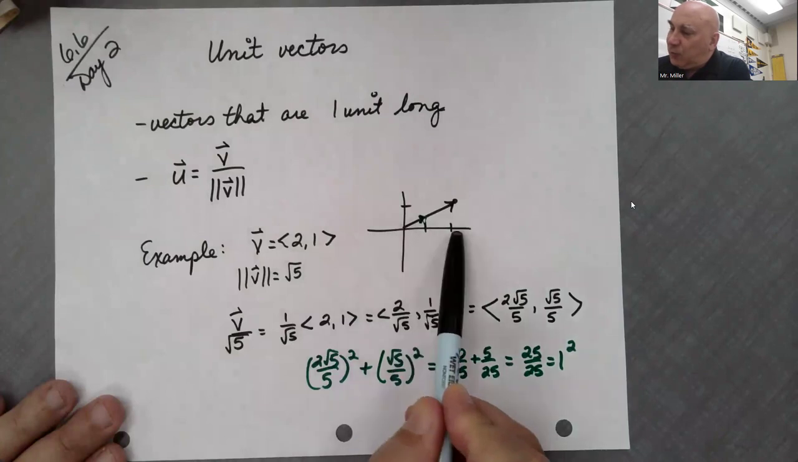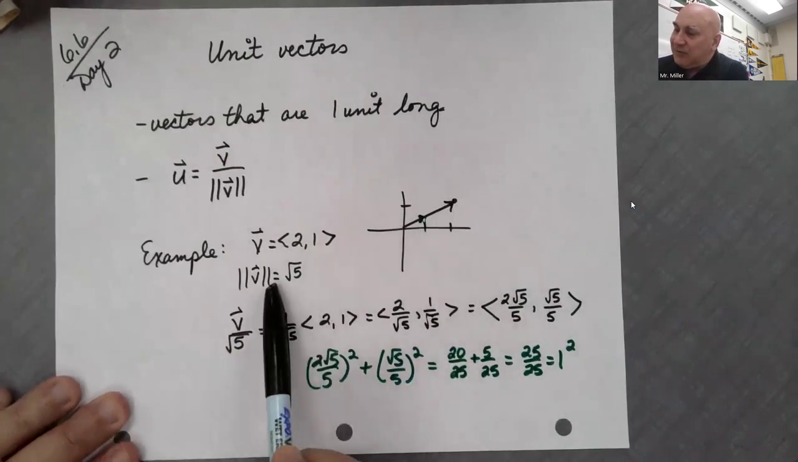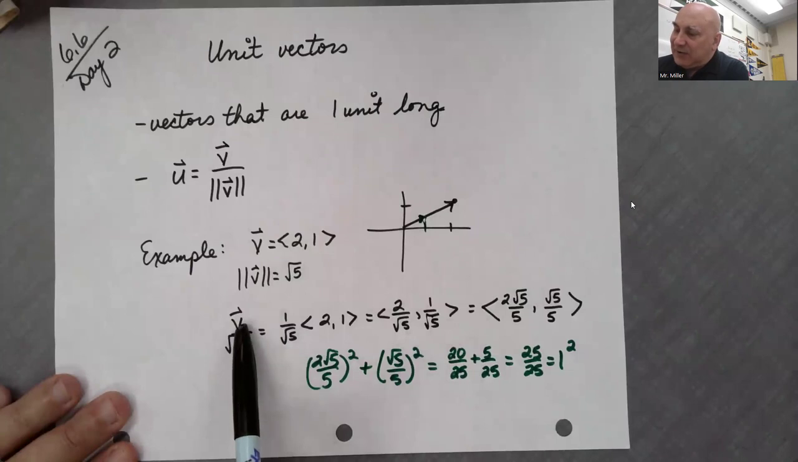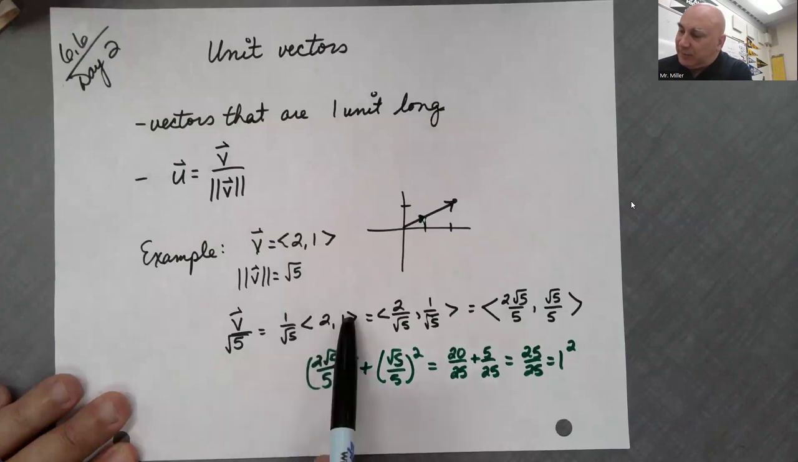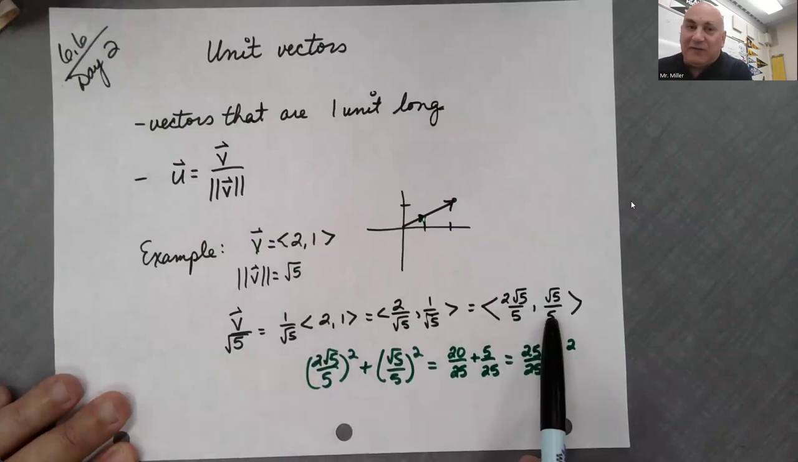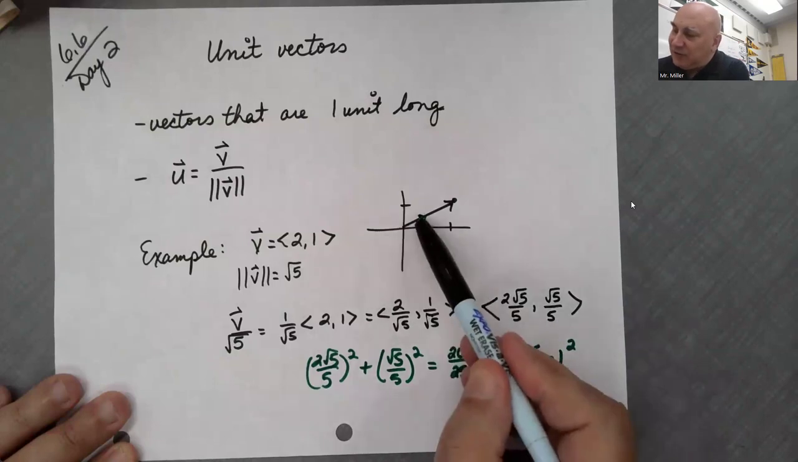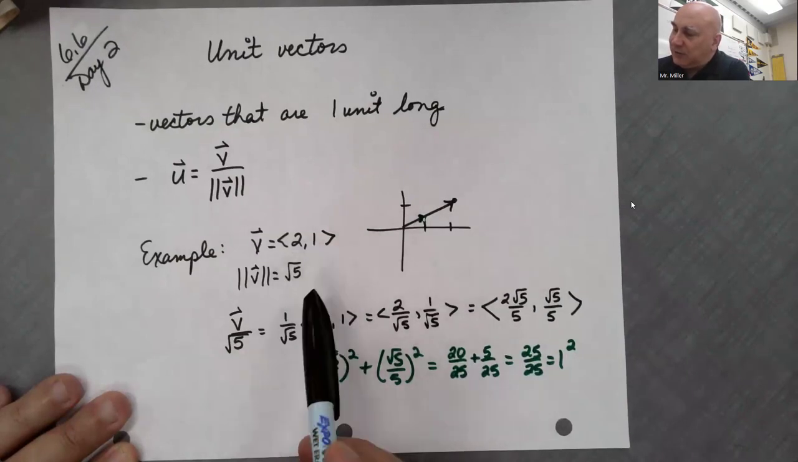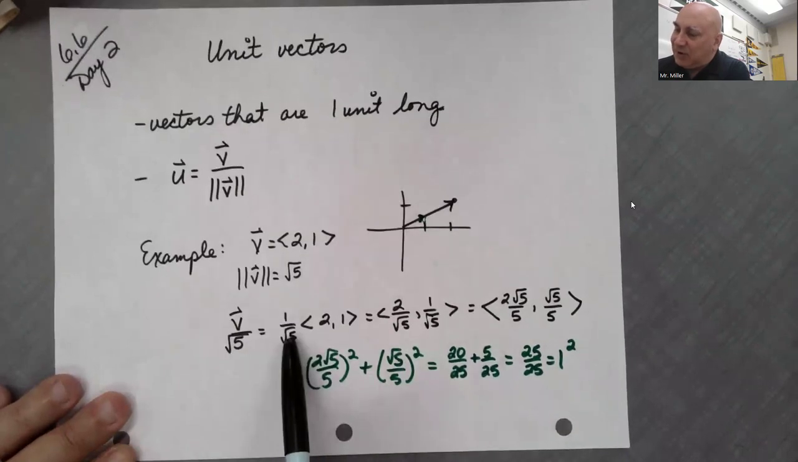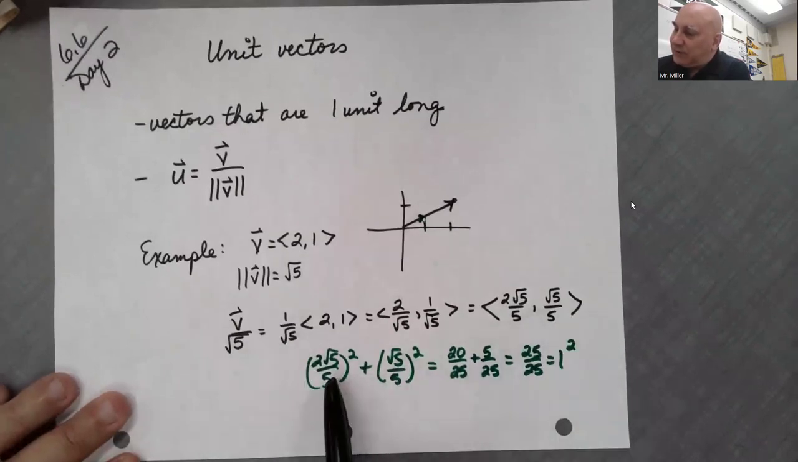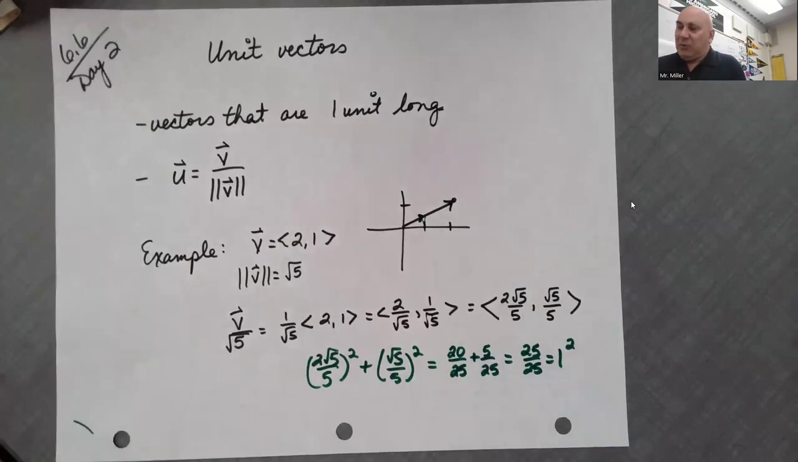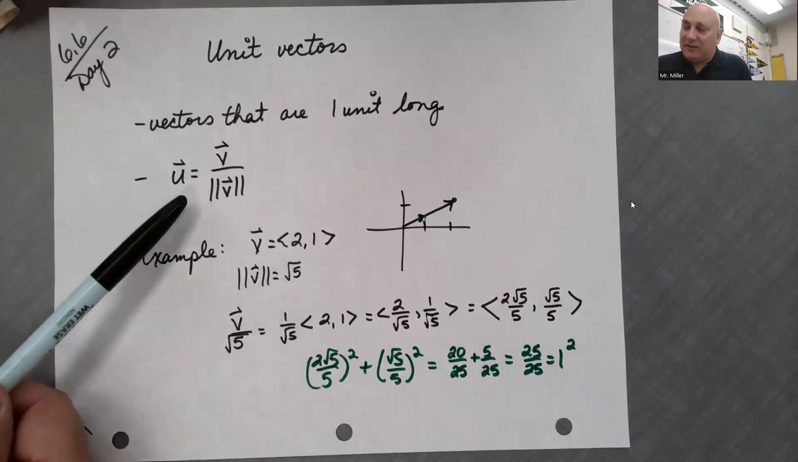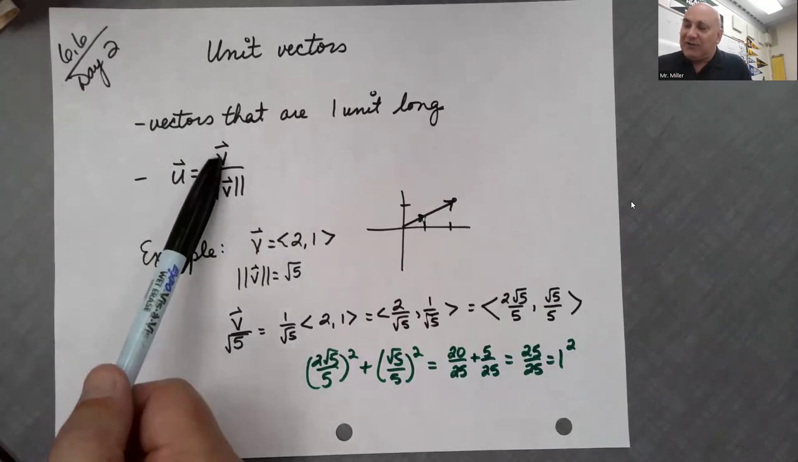Here's the vector 2, 1. It has a magnitude of root 5. So if I take that vector and divide it by root 5, multiply that through. This is the unit vector that's in the same direction as this one. It's just 1 over root 5 times as long. To show that it's a unit vector, I'll square this term, add them up, and sure enough, it does add up to one. So this is how we can get a unit vector in the same direction as this vector v.